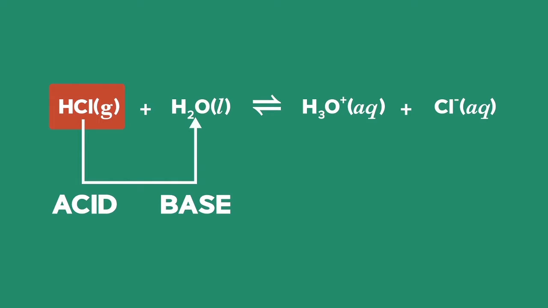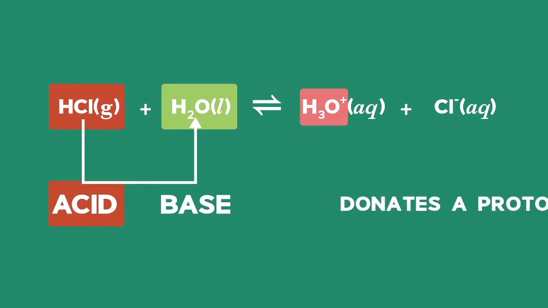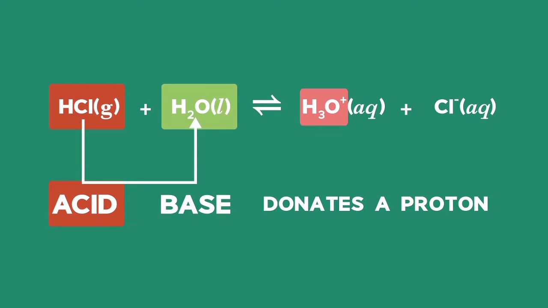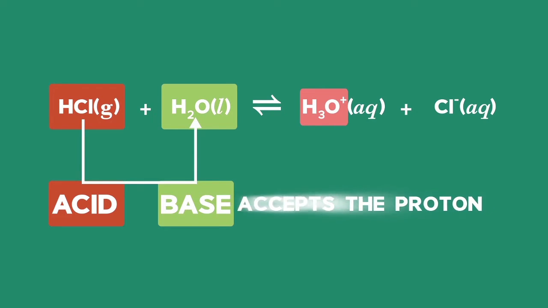Hydrogen chloride gas donates a hydrogen ion to a water molecule to form a hydronium ion. Hydrogen chloride gas is an acid because it donates a proton. The water molecule is a base because it accepts the proton.